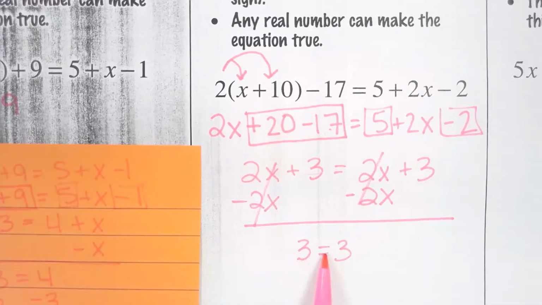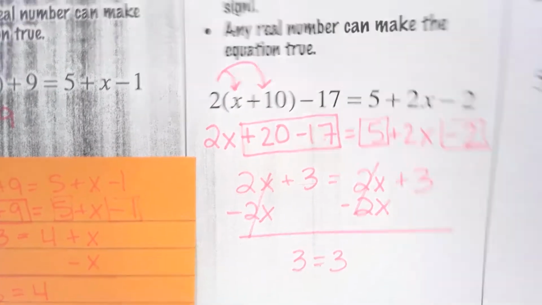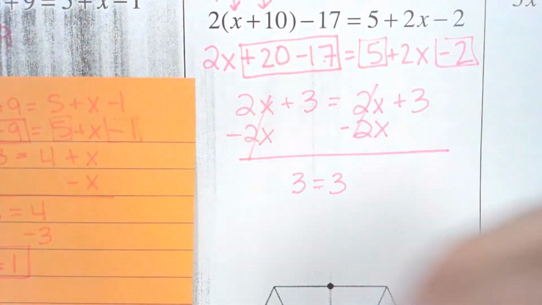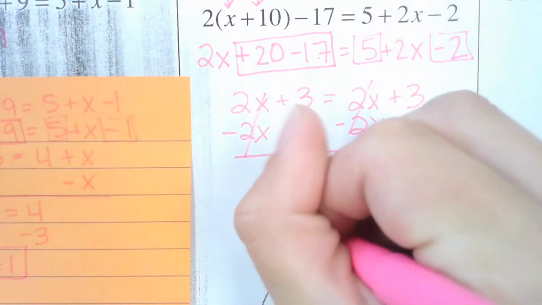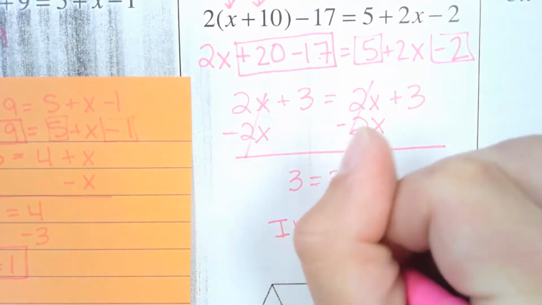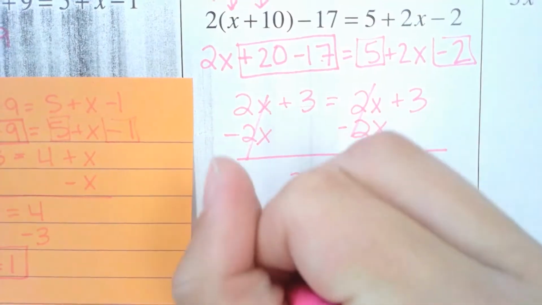So a equals a. And if you get the same number on both sides, so the same thing on the left side and the same thing on the right side, this means you get infinitely many solutions. And you have to write that.